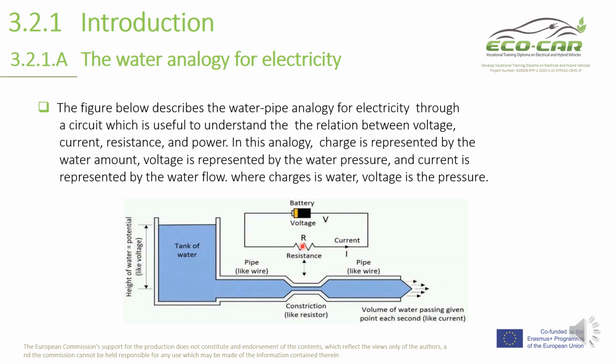We have here resistance. This is a constriction for the flow of water, okay, and this here is a battery or voltage. This is the height of the water in this tank. So we have here a relation between the water analogy for electricity and the relation between flow of water with the flow of current from the battery.